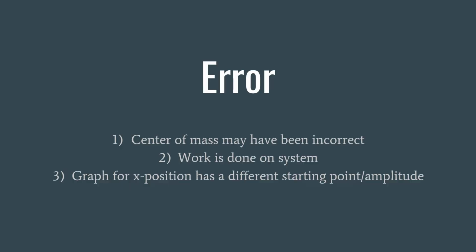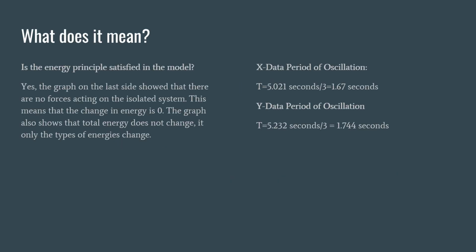Some errors are that the center of mass may have been incorrect, work is actually being done on the system, and the graph for the x position, as stated before, has a different starting point slash amplitude. According to the graph, the energy principle is satisfied because there are no forces acting on the isolated system. This means that the change in energy is zero, which is what the graph shows. Only the types of energies change, not the overall energy.